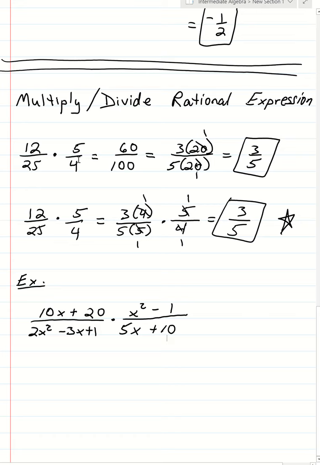Now, I would not use the first technique. I would not multiply numerator with numerator and denominator with denominator. That's going to make it more challenging for us. But instead, I will use this second technique, where I'm going to take a look at each numerator and denominator independently and factor them down.